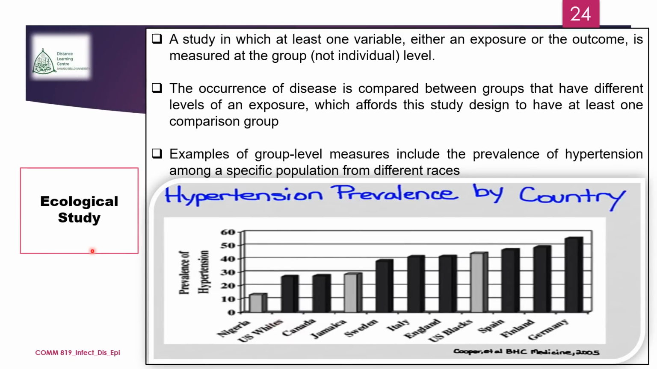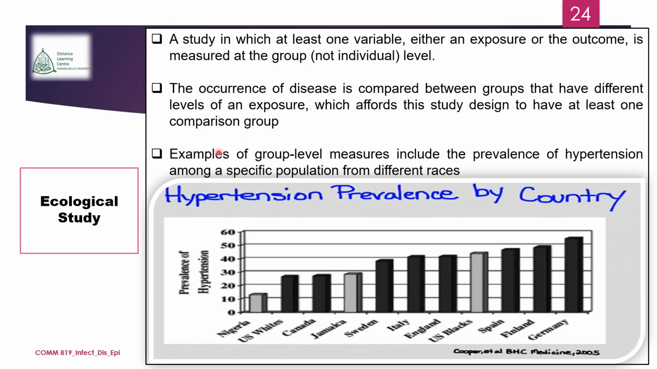Therefore, ecological study, we said, is a study in which at least one variable, either an exposure or the outcome, is measured at the group level. The occurrence of disease is compared between groups that have different levels of an exposure, which affords this study design at least one comparison group.